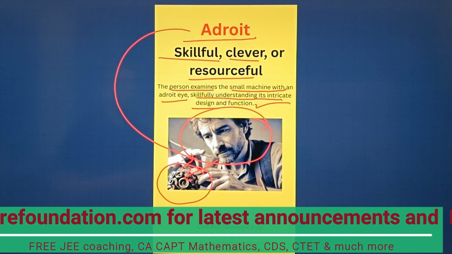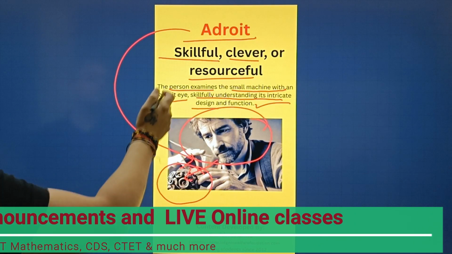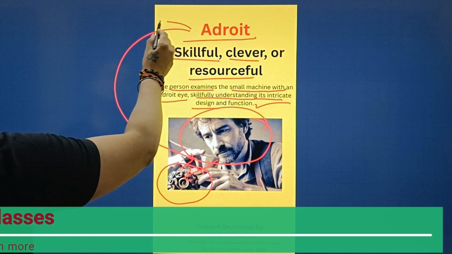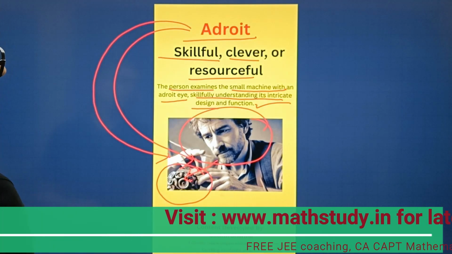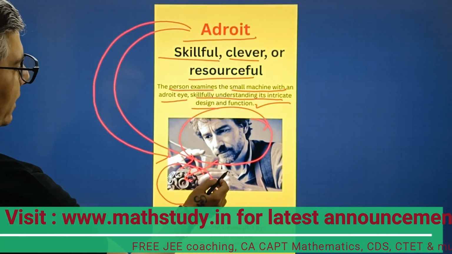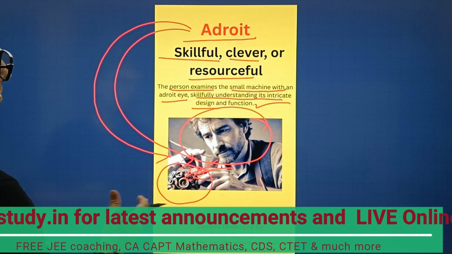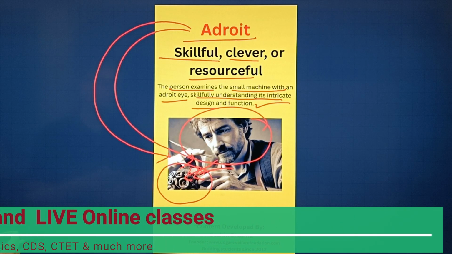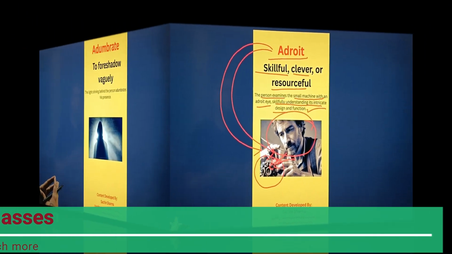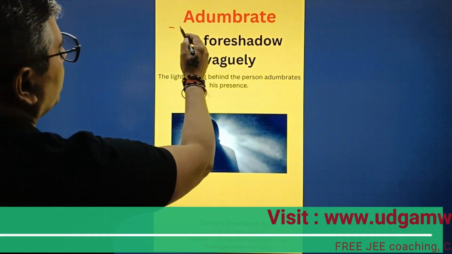So very, very simple. How are you going to memorize this? You can simply learn the word adroit by linking this word with this particular picture where a person is looking at some machinery or part. So the meaning is skillful, clever or resourceful. Now let's move towards our next word. Our next word is adumbrate here.